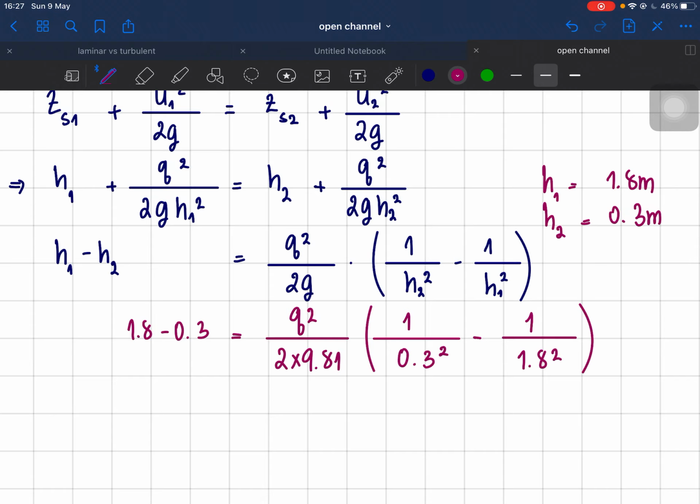Okay, so I don't need the calculator here, right? So 1.5 meter equals to Q squared. Wait, I think I can do it better than this one. Not do it better. Compute it and write it better. In the better form. 1 over 0.3.